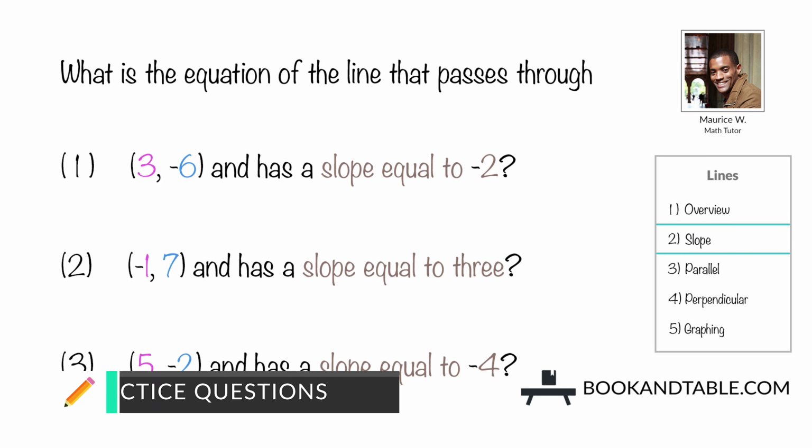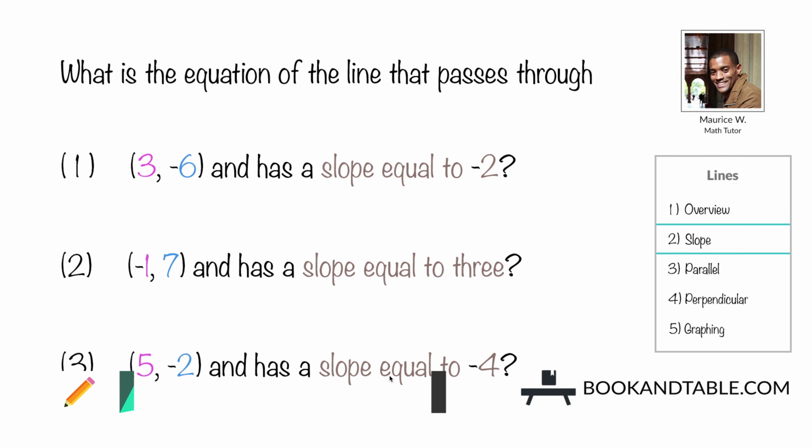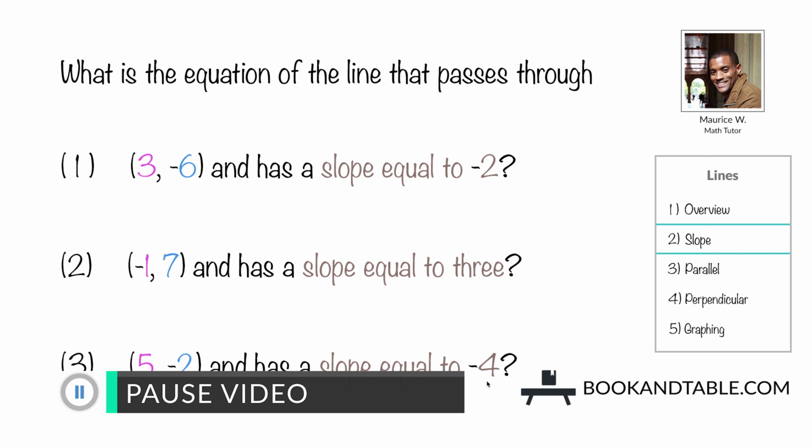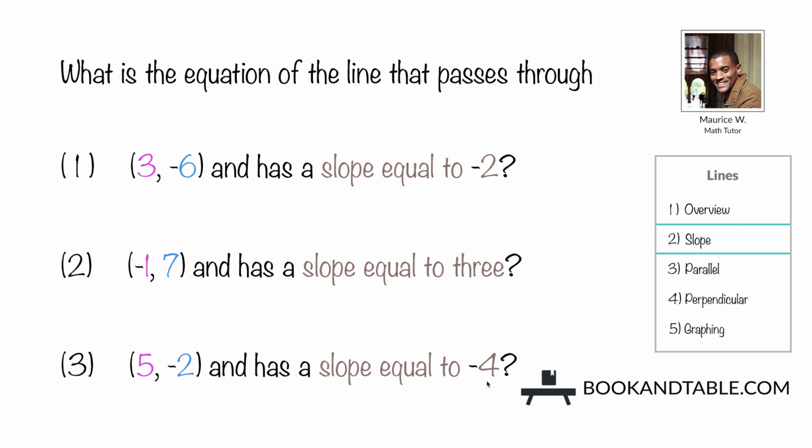Let's have you try a few practice questions. What is the equation of the line that passes through 3, negative 6, and has a slope equal to negative 2? Question number 2. What is the equation of the line that passes through negative 1, 7, and has a slope equal to 3? And question number 3. What is the equation of the line that passes through 5, negative 2, and has a slope equal to negative 4? Pause the video, answer these 3 questions, and then press play when you are ready to begin.